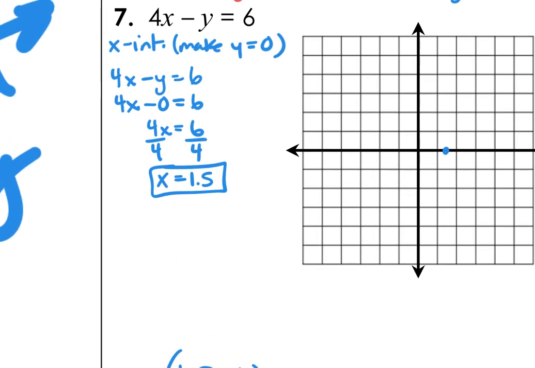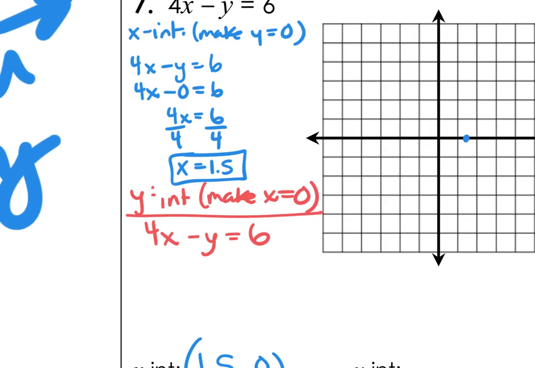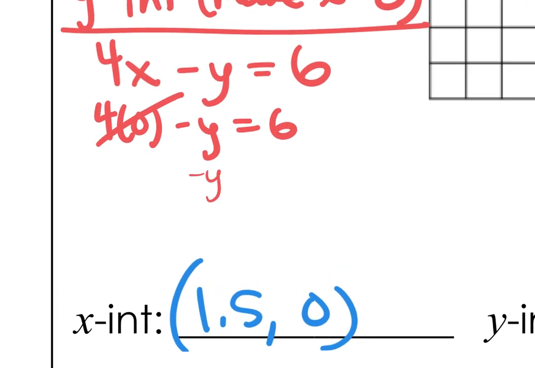Now we go in and we've got to find the y-intercept. To find the y-intercept, we need to make the x value 0. So go back to that original equation. 4x minus y equals 6. Okay, and now x is going to be 0. 4 times 0 minus y is 6. Well, 4 times 0 is 0. So, some of you asked me about this. You get negative y is 6.